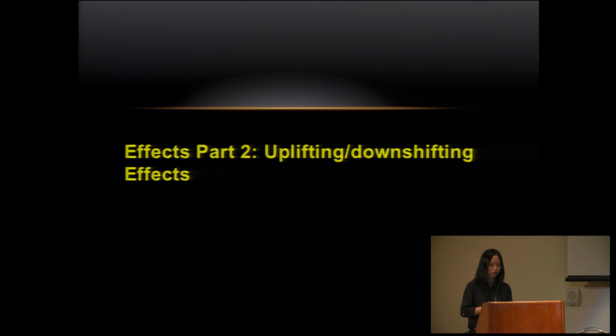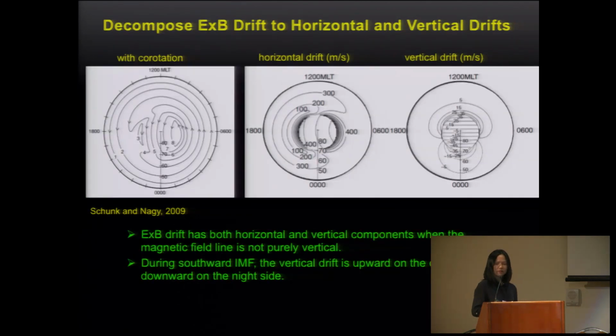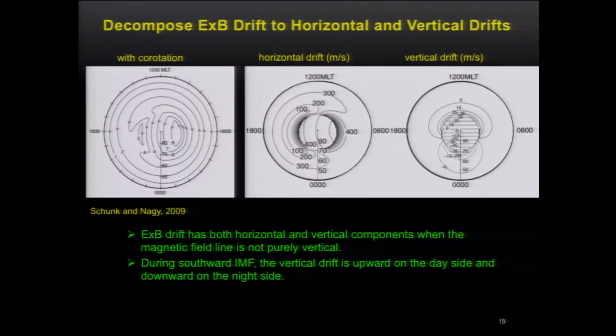Next, for more regional effects, I'm going to talk about uplifting and downshifting in the F-region ionosphere. So most of the time, for us in the GEM community, we think about the magnetic field as purely vertical in the high latitude region, but that's not always the case. The high latitude convection pattern can extend to as low as 50 degrees geomagnetic latitude. And as you're moving away from the polar region to the lower latitude, the magnetic field inclination angle decreases. So that actually means the E cross B convection pattern can have components in both the horizontal and the vertical direction.